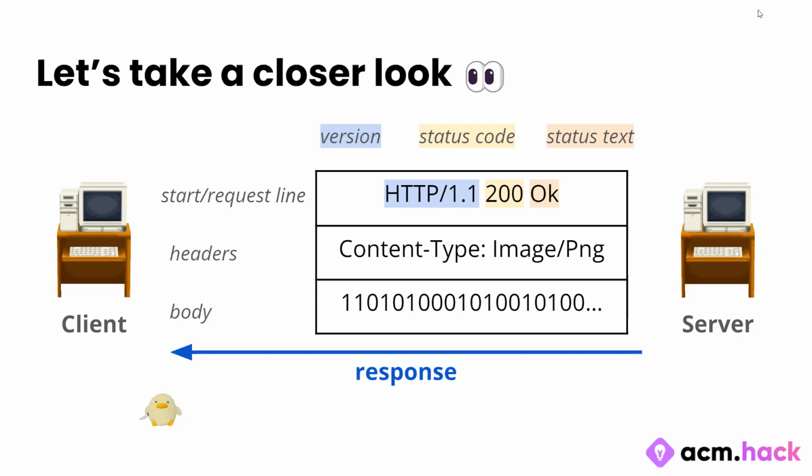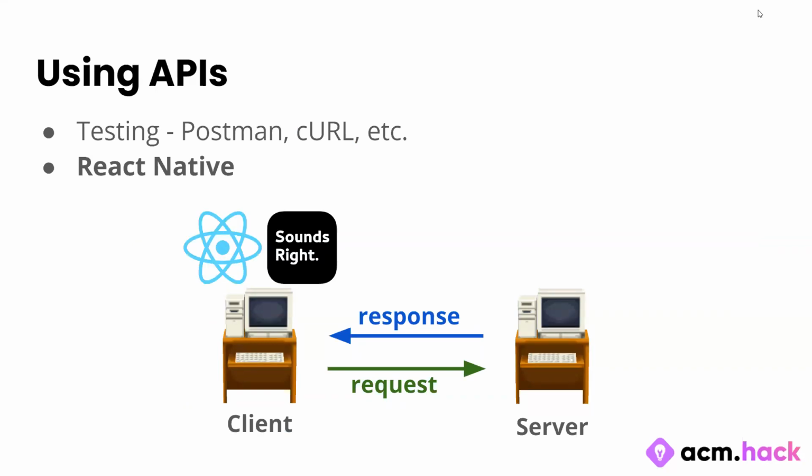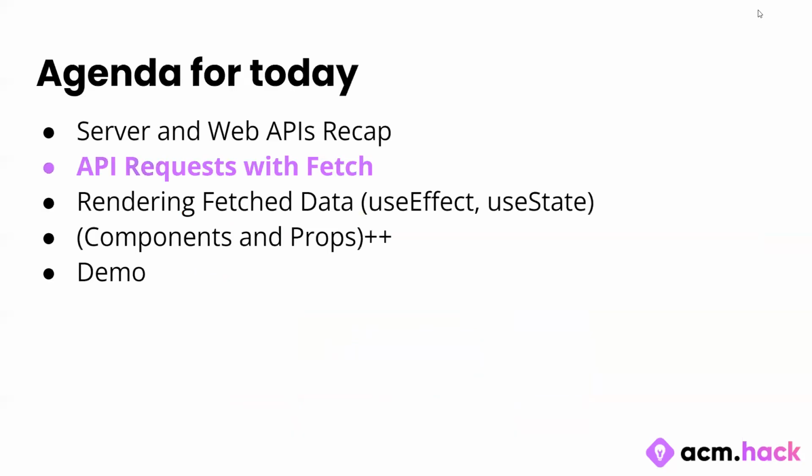Okay, any questions on that idea, like how the request actually looks and the response? Okay, awesome. Last time we ended up implementing some simple APIs and then testing them with Postman and curl. This time we're going to be using React Native. So we're just going to replace what we were doing on our client with React Native and our application. Okay, so I'm going to pass it off to Hannah for API requests.